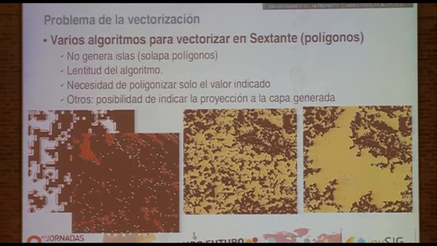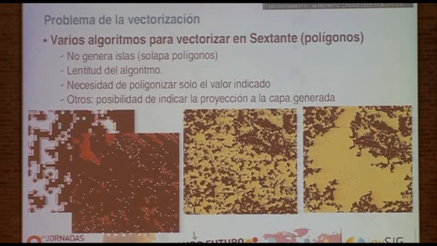So with vectorization, we've had some problems. We have tried to use the Sextante vectorization, but unfortunately we had some problems. So these are the results of vectorizing the raster layer. We've made some comparisons with those images, but it's not very clear, so I would like to share the problems with you. We have generated a vectorization algorithm.